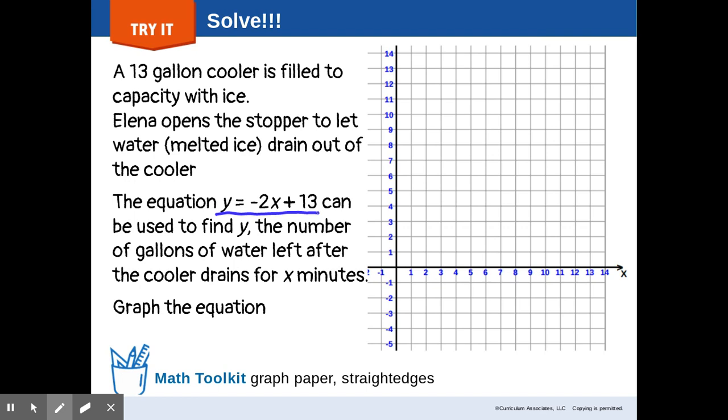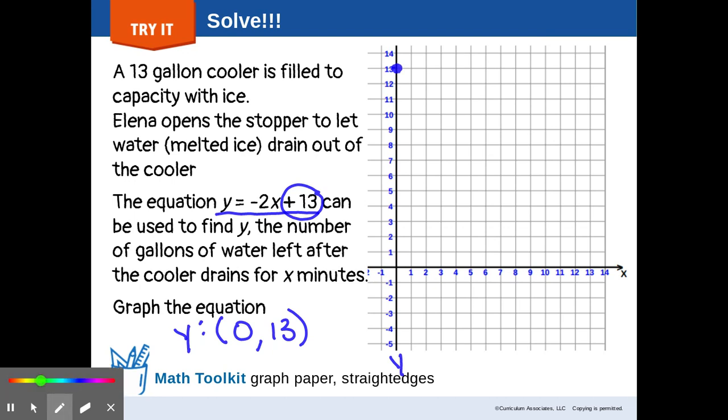You have been graphing in class, so you should remember that we start with our y-intercept, and we write that as an ordered pair. So it's going to be 0, comma, the number that you're adding or subtracting. In this case, we're adding 13, so my y-intercept is 13. I'm going to go ahead and plot that. This is my y-axis, which is going vertical, up and down. I'm going to put my point at 13.